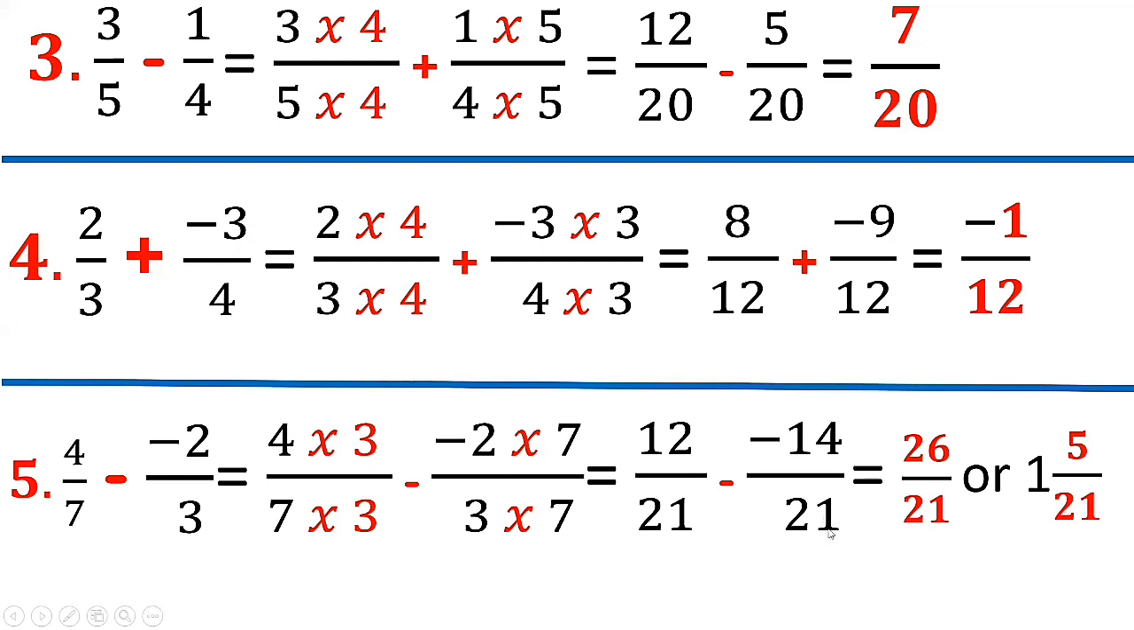And then keep the denominator 21. And then by getting its mixed number, we got 1 and 5/21. Because 21 times 1 is 21 plus 5, it's 26. So that's why you get there 1 and 5/21. Okay? So, did you understand, class?